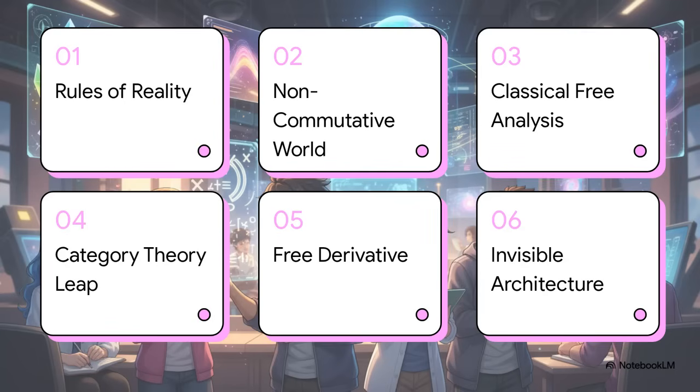So, here's our roadmap for today. We're taking a step-by-step journey, starting with the rules of reality, moving into the non-commutative world, exploring classical free analysis, making a pretty huge leap into category theory, calculating a free derivative, and finally, unveiling the invisible architecture of the cosmos. Let's get right into it.